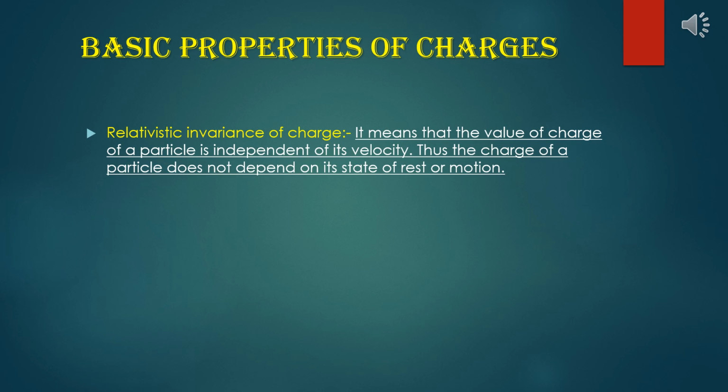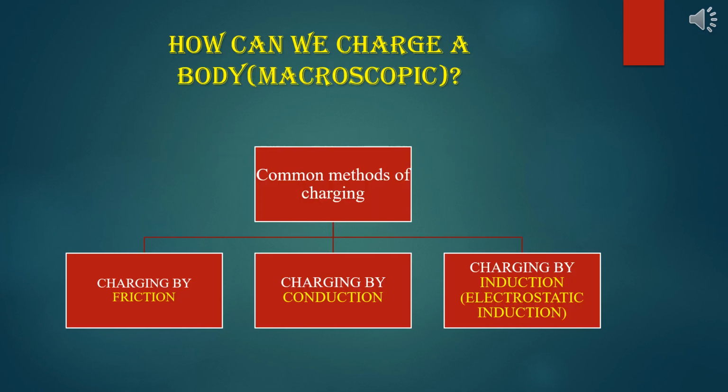Charge will remain invariant whether it is at rest with respect to you or it is moving with respect to you, although its effect will change. If the charge is at rest with respect to you, it will create something called an electric field. If it is moving, it can create a magnetic field. If it is accelerating, it can create electromagnetic waves. That part we'll learn later, but right now you just have to remember that if the charge is at rest or moving with some velocity, it doesn't affect the value of the charge. That was all about the basic properties of charges.